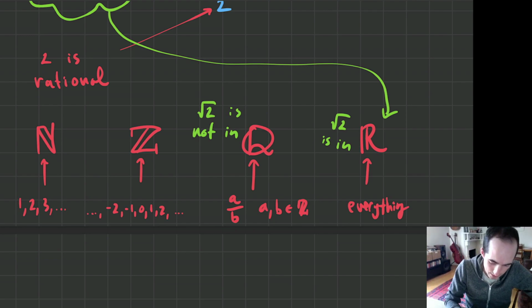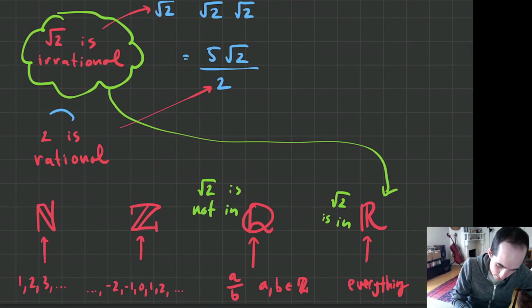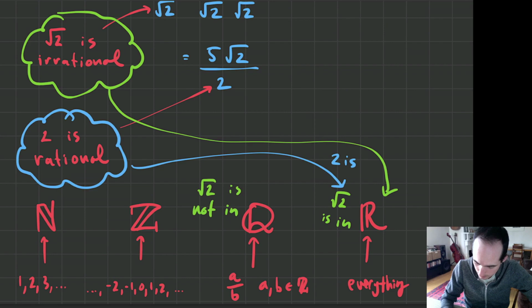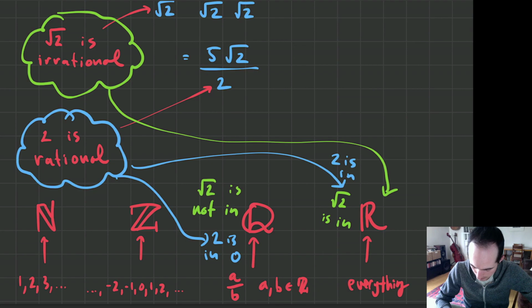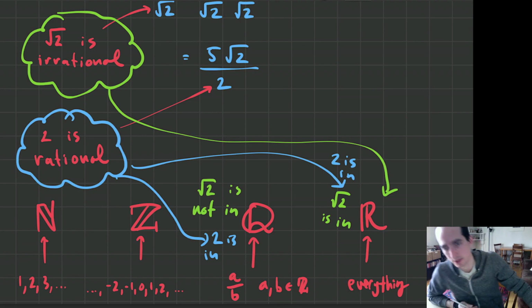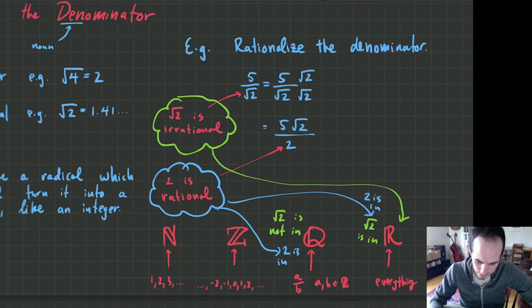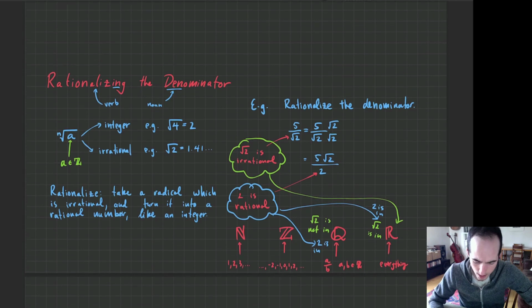However, this guy here, 2, is a real number. So 2 is in the set of real numbers, but also 2 is in Q. So it is in the rational numbers. So 2 is a rational number. So we're good.